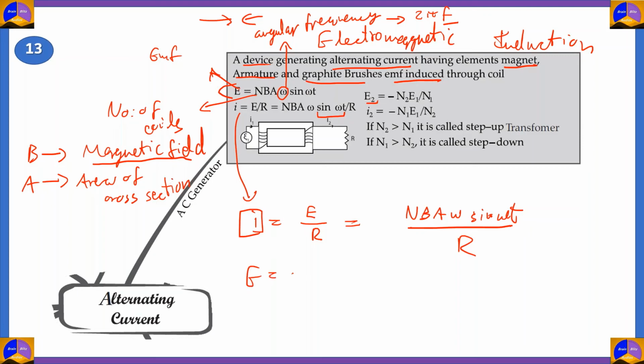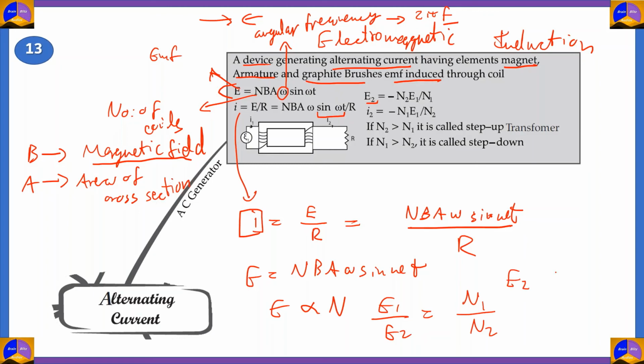So the formula here is E is equal to NBA omega sine omega t. So over here, E is proportional to N. And in another device, that's the transformer, we'll be studying how to minimize or maximize voltage. So we need to step up or step down voltage. E is proportional to N, so that means E1 by E2, a ratio, would be the same as N1 by N2, another ratio. And so over here, by cross multiplication and further simplification, we get E2 is equal to minus N2 E1 divided by N1.